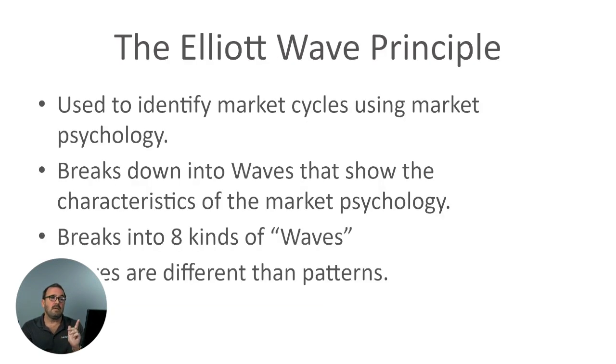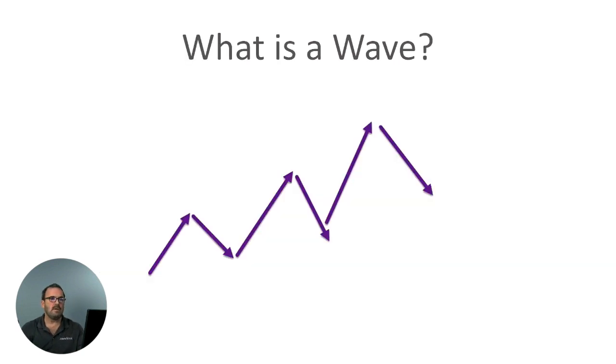Elliott Waves are used to identify market cycles using market psychology. It breaks down waves that show you the characteristics of market psychology into 8 kinds of waves. It's worth mentioning that a wave is a pattern, but it's different than, like, a head and shoulders. The thing that makes a wave distinct is that it's a repeating, undulating, and increasing wave, or decreasing if it's a bearish situation, or increasing if it's a bullish situation. So, for example, here's a wave.